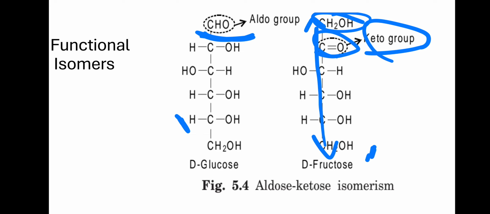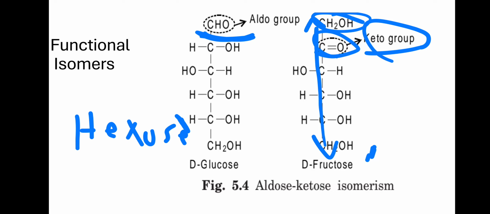Now remember that here we're talking about isomers, and with isomers we're talking about how the molecules are going to be different in terms of their structure. So glucose and fructose are both hexose carbohydrates. Hexose meaning they have 6 carbon molecules. But what is the difference? The difference is that one has an aldehyde group while the other has a ketone group. So one is an aldose and the other is a ketose.